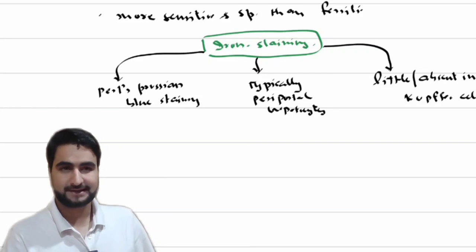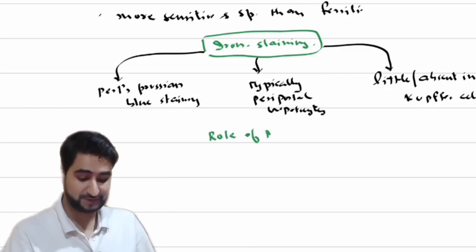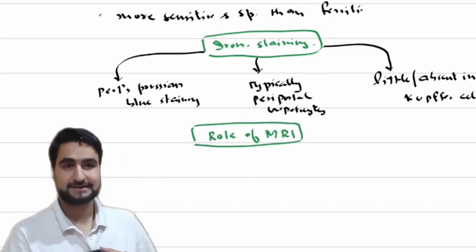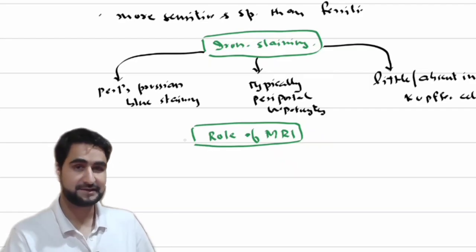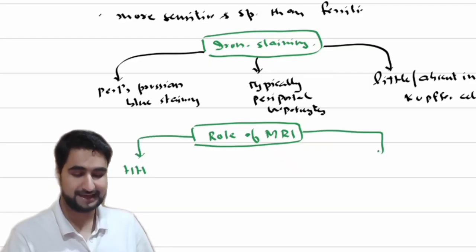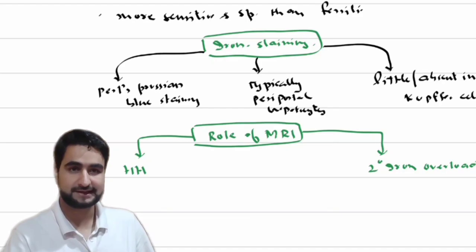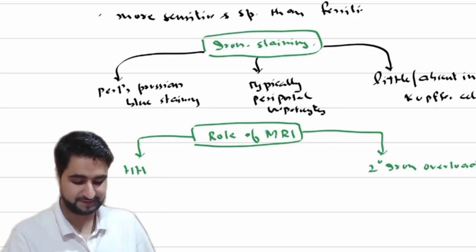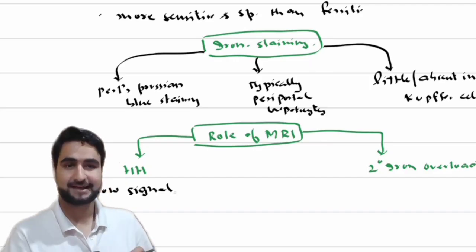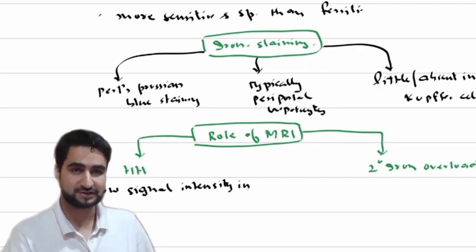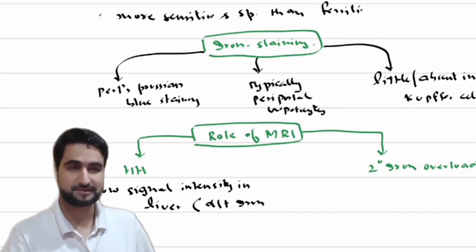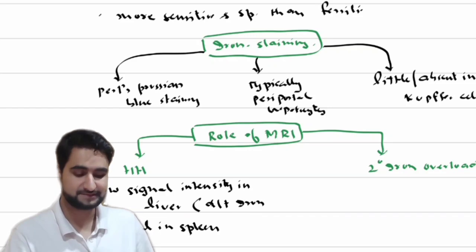Now, is there any role of MRI in hereditary hemochromatosis? Yes, it can help us in distinguishing hereditary hemochromatosis and secondary iron overload. In hereditary hemochromatosis, you can find low signal intensity in the liver, but there is normal signal intensity in the spleen. While in conditions with secondary iron overload, low signal intensity because of iron deposition will be present in the liver as well as in the spleen.